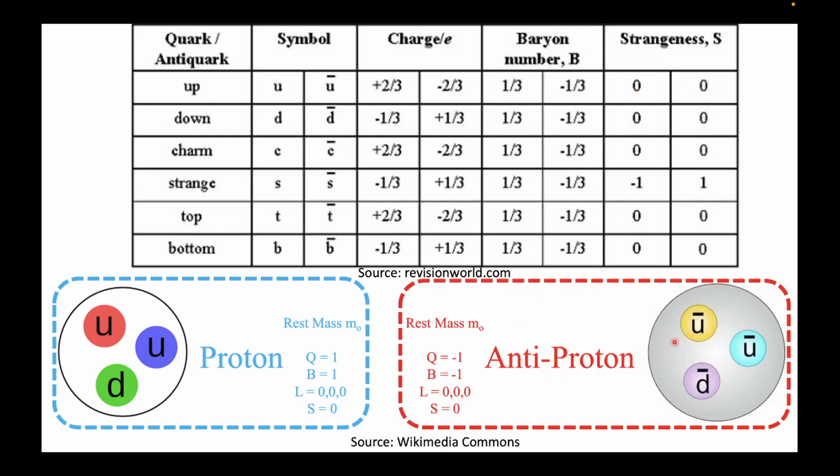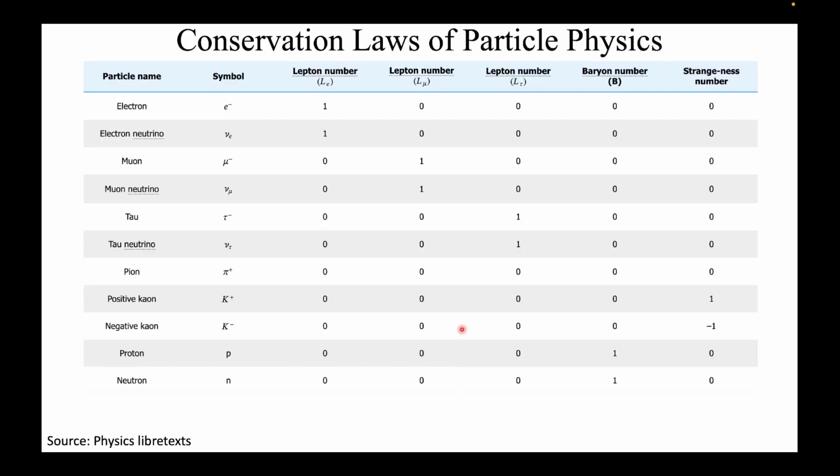Correspondingly, the antiproton is made up of the antiparticles. So u will become u bar and d will become d bar. So the antiproton is u bar u bar d bar. Again the charges: u bar is minus 2/3, again minus 2/3, and then plus 1/3. So minus 2/3 plus minus 2/3 plus 1/3 comes out to be minus 1. Similarly you can evaluate the baryon number, and the strangeness will again be 0. The lepton numbers, as I told you, we'll see in this slide.